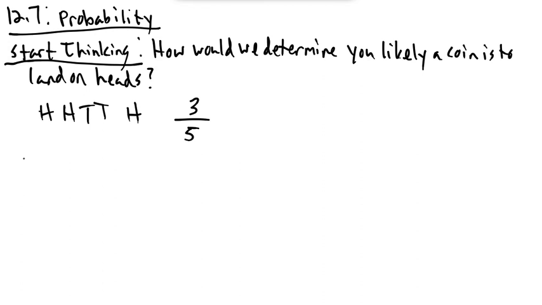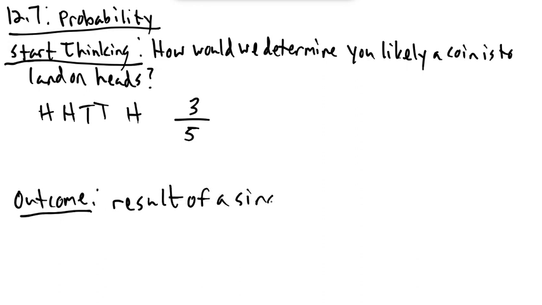First of all, we have something we call an outcome. And what is an outcome? It's the result of a single trial. So looking back at the trials, and a trial is just a fancy way of saying an experiment or a single time we're doing this. Looking back at these trials, the outcome for the first trial would be heads. The outcome for the last trial would be heads. The outcome for the third trial would be tails.